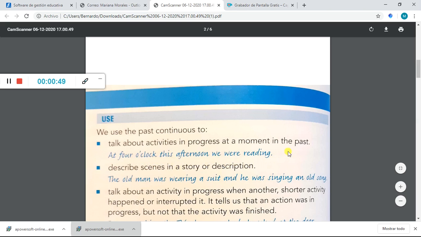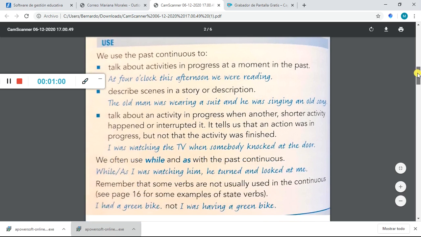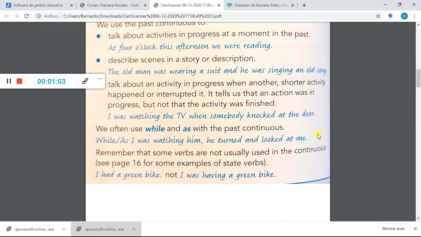It is used to describe situations, stories. The old man was wearing a suit and he was singing an old song. And it is mainly used in combination with simple past when an action was happening in the past and then was interrupted by a shorter action in simple past. For example, while I was watching him, he turned and looked at me. This was in the middle and it was shorter. And the long action that was happening was that I was watching the person.